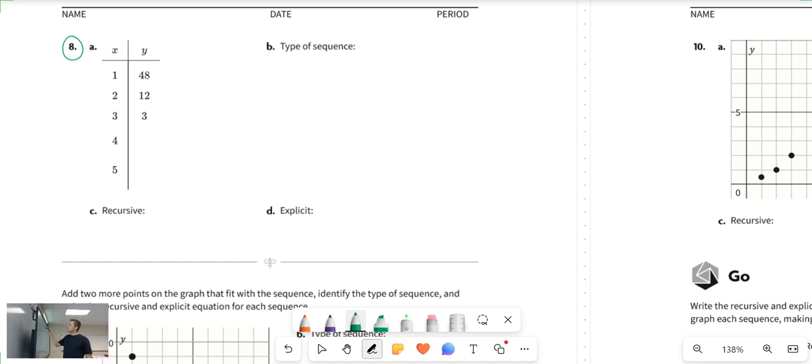So let's see. If we were going to do subtraction, we'd have to subtract 36. And okay, so it's definitely not going to be subtraction, because if we subtracted 36 the first time and did that again, we should be at negative something. So it looks like we're doing division. So what are we dividing by? It looks like dividing by 4. That'll work there. And yep, it's going to be divide by 4, right?